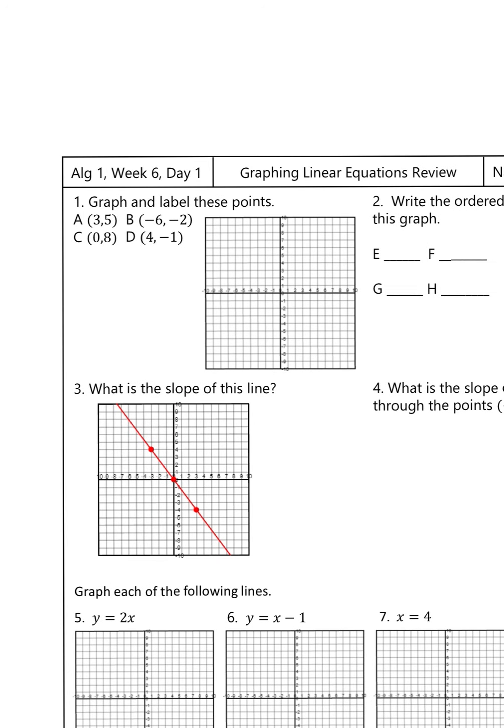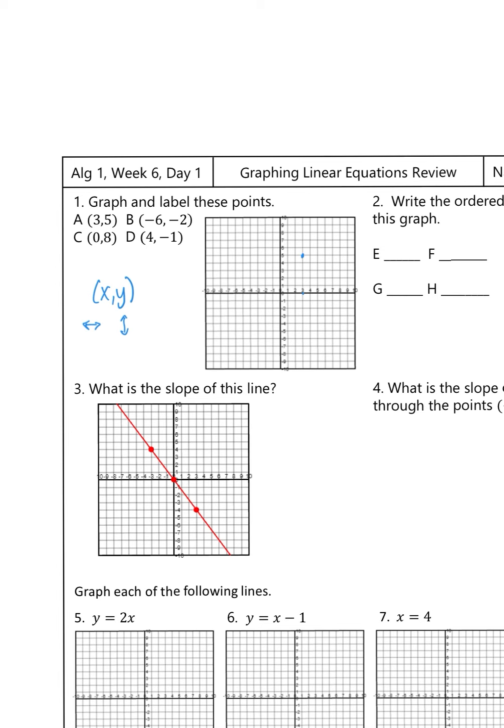Okay, the first question here is supposed to be easy. Graph and label these points. Since we've graphed lines since we learned about this, hopefully you're a pro at graphing points. Just remember that it is x comma y. And so when I graph 3 comma 5 for point A, I go left and right first and up and down second. So the 3 is positive and telling me to go right 3, which is here. Then I am going to go up 5 for the positive 5.